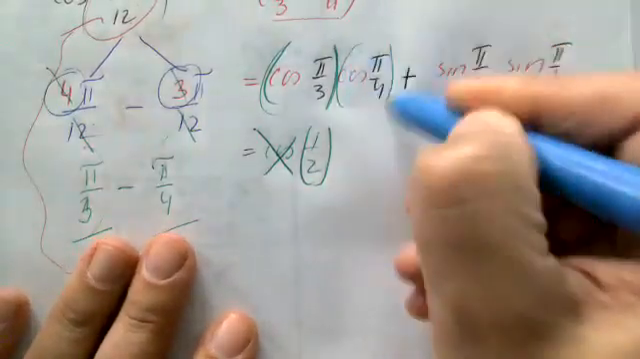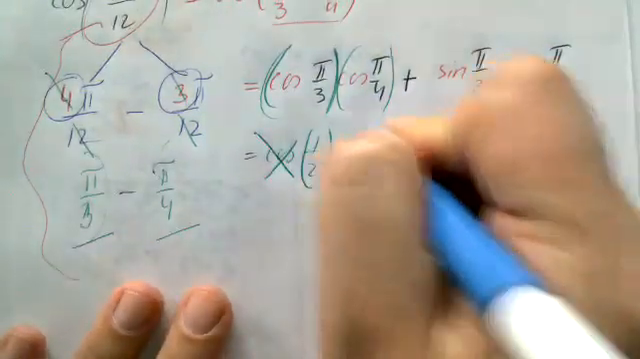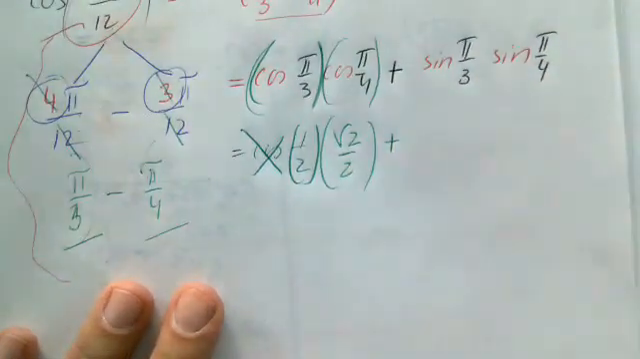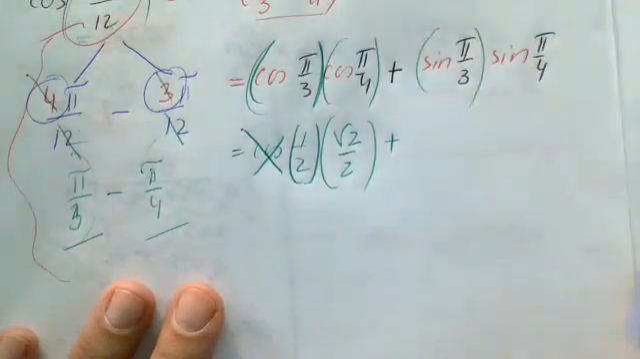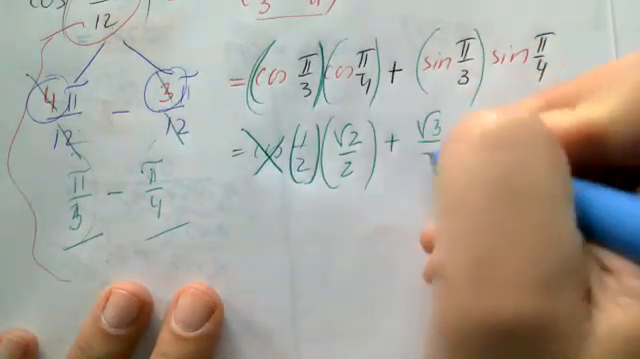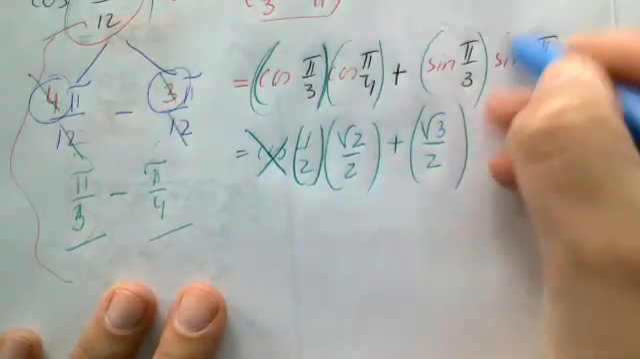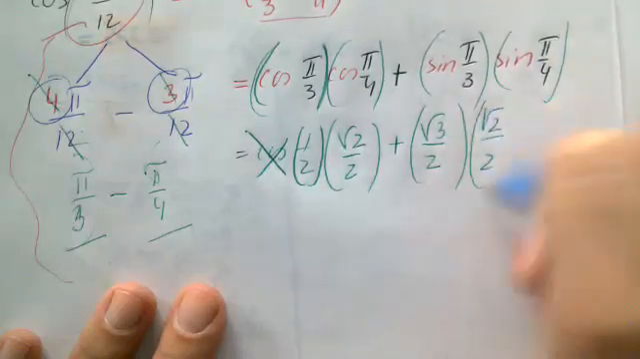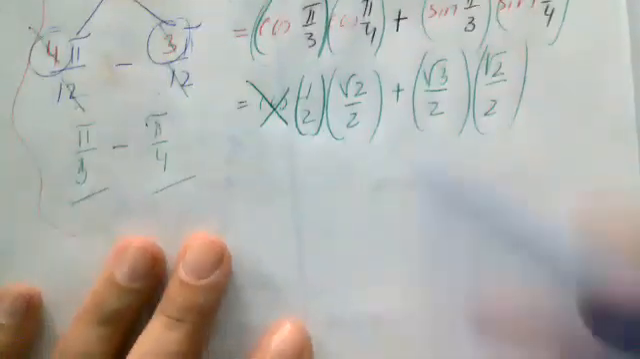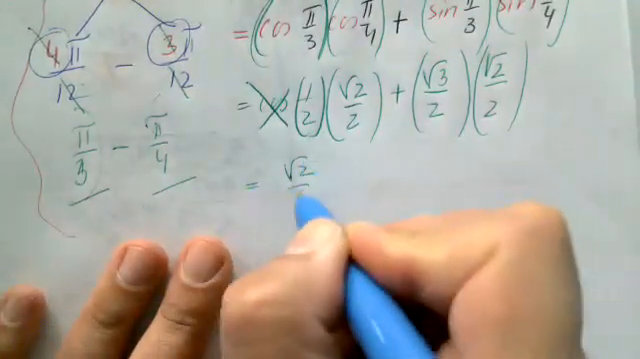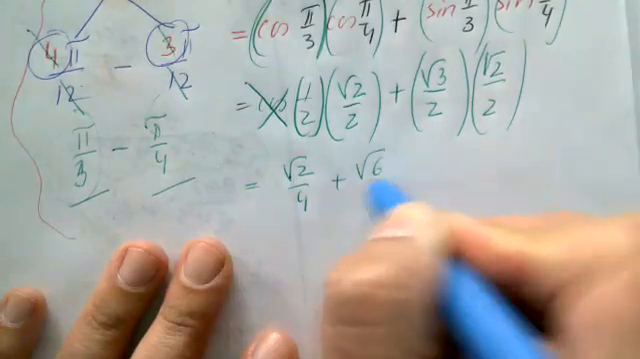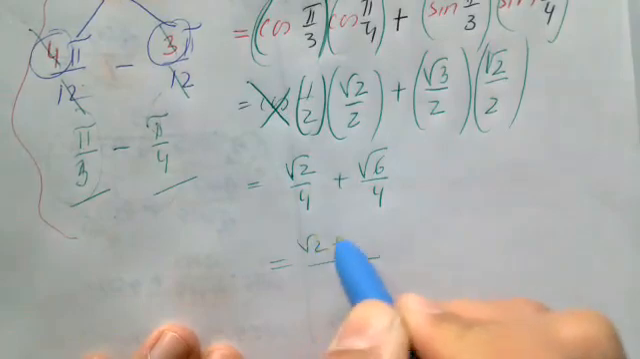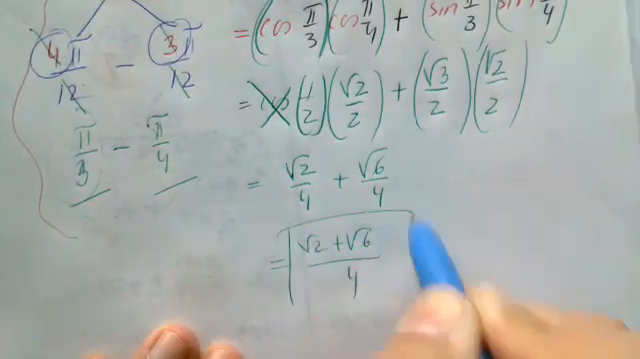So cosine of pi over 4, that's square root of 2 over 2, plus in the middle, sine of pi over 3, square root of 3 over 2, sine of pi over 4 is square root of 2 over 2. Square root of 2 over 4 plus square root of 6 over 4. So square root of 2 plus square root of 6 over 4.